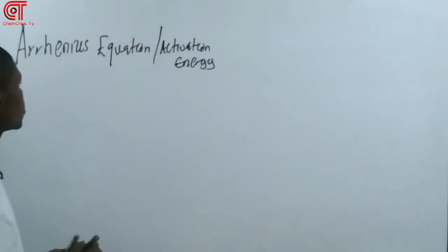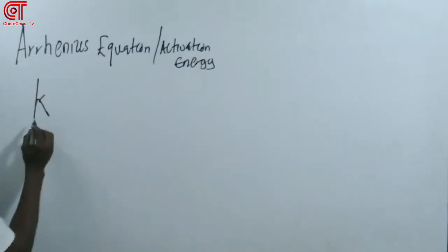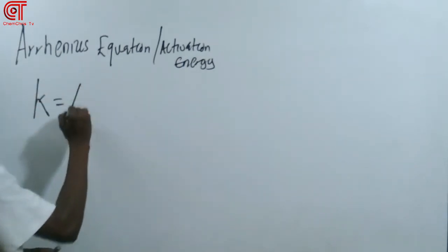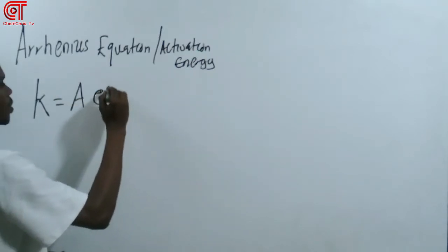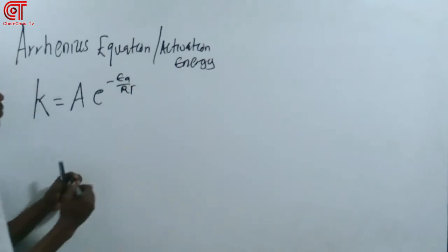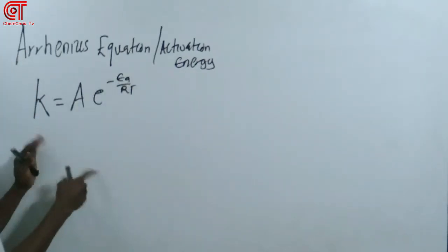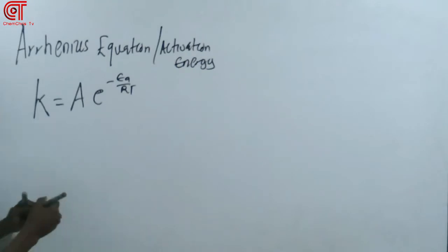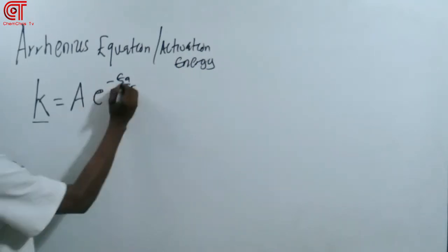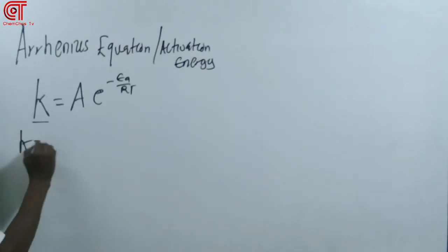Look at the Arrhenius equation. In the Arrhenius equation, we have a relationship between K, the rate constant, and the activation energy: K equals A e to the minus EA over RT. You really want to familiarize yourself with this Arrhenius equation. It relates K with the activation energy.